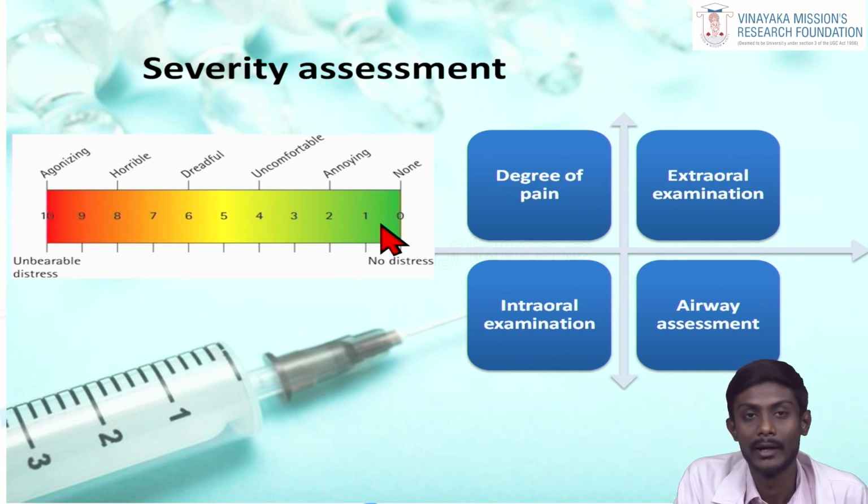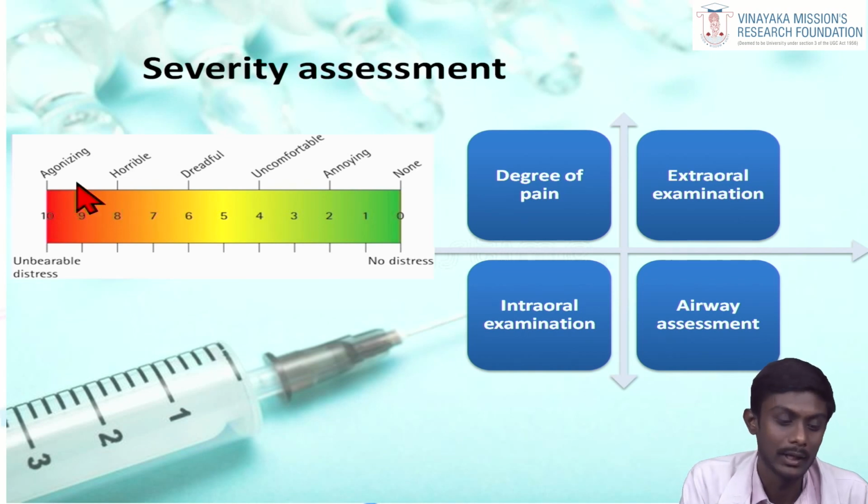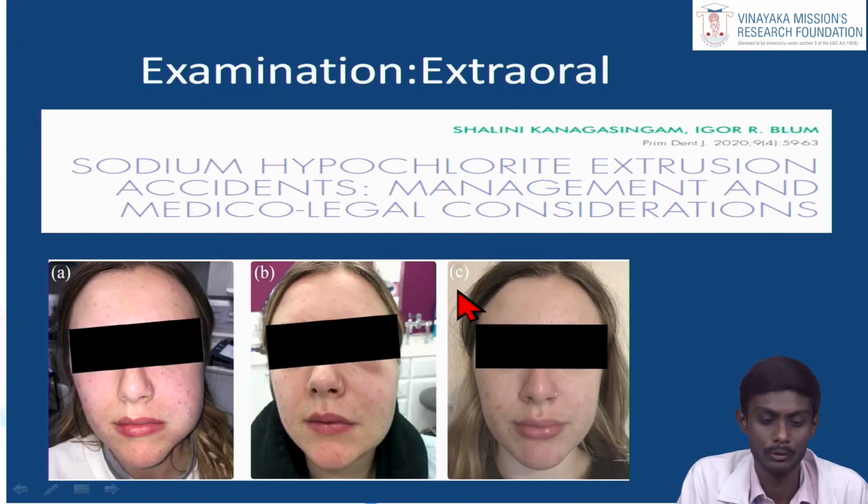So a patient with minor extrusion of the sodium hypochlorite has few or none of the symptoms, starting with annoying pain at scale 2, uncomfortable at pain scale 4, dreadful at pain scale 6, and horrible at pain scale 8. Agonizing pain is faced with more extrusion of the sodium hypochlorite, which ranges at pain scale 10. Next is the extraoral examination of the sodium hypochlorite accident.